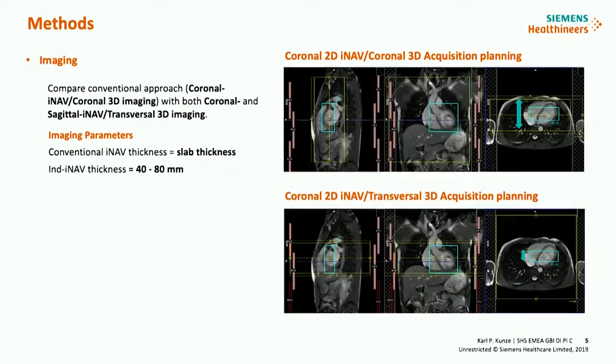So the study that we devised was a small pilot study to test this approach. We compared the conventional approach, which is coronal iNav with coronal imaging, with transversal 3D imaging, which has either coronal or sagittal iNavs. And the planning for the coronal transversal setup can be seen on the right. And again, the conventional iNav has a slab thickness that is equal to the imaging slab thickness, and the independent iNav thickness can actually be significantly smaller, avoiding unnecessary volume.